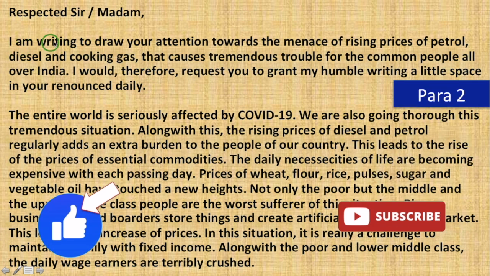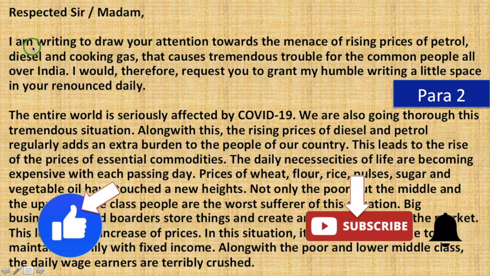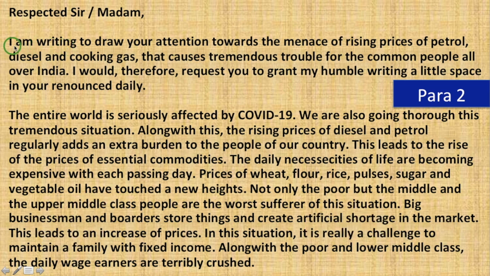Now, in the first paragraph, you have already mentioned the purpose of your writing. Here, I have started the letter. As you have noticed, I am writing to draw your attention. You can start like that: I am a daily reader of your newspaper, etc. And I am writing to draw your attention towards the menace of rising price of petrol and diesel, etc. So this paragraph contains the purpose of letter writing, and in the second paragraph you have to mention or discuss the topic.